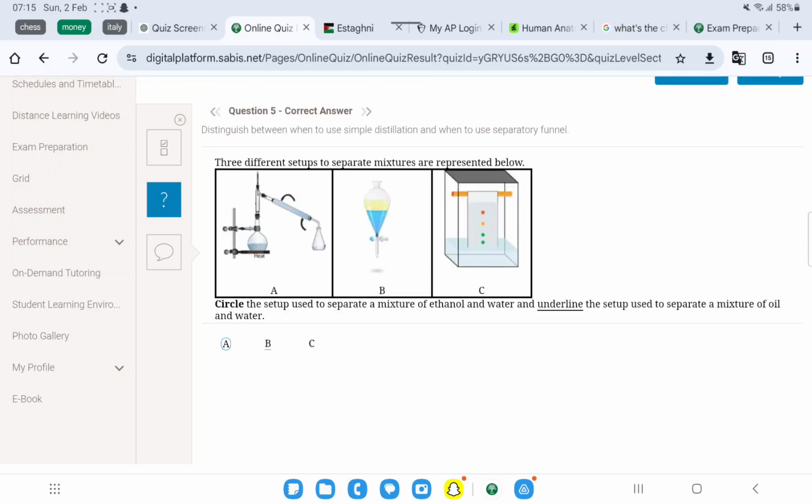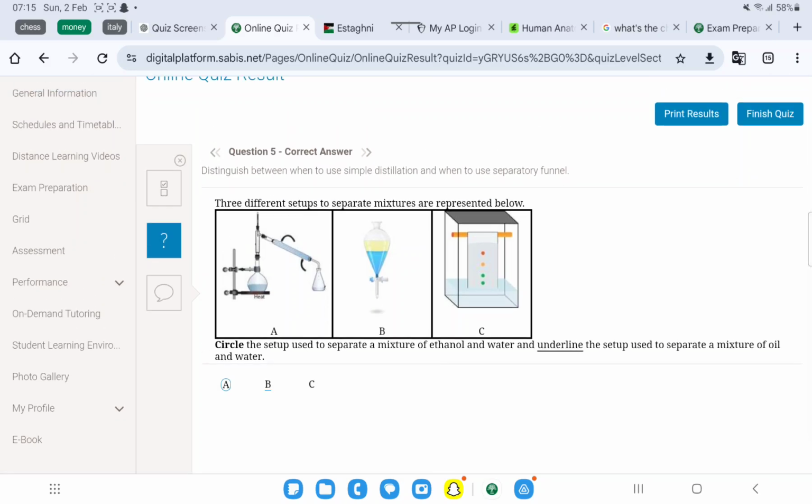Circle the setup to separate a mixture of ethanol and water. We know right away that for ethanol and water we use fractional distillation because they have very close boiling points. And underline the setup that is used to separate a mixture of oil and water. We know that oil and water are immiscible liquids, meaning that they don't dissolve in each other. So we use a separatory funnel, B.